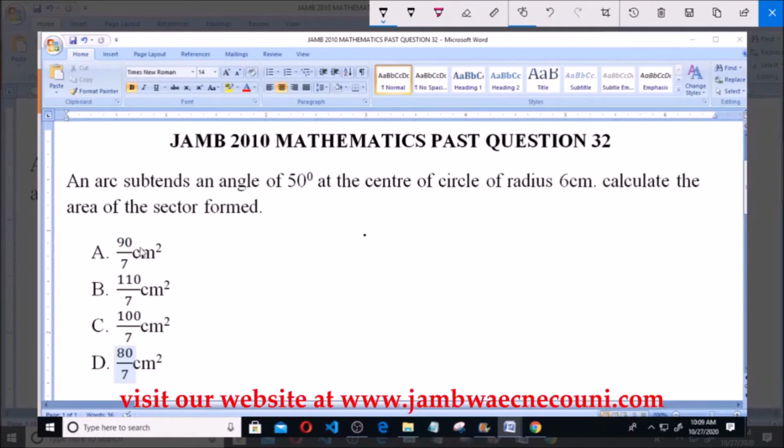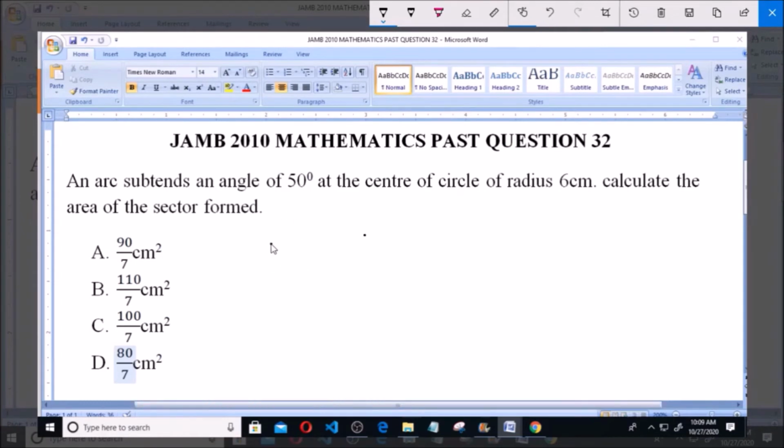Now the question says that an arc subtends an angle of 50 degrees at the center of a circle. Let's say this is the center of the circle. Now this angle is 50 degrees. Now this is the arc, and if you look at this, this is a sector. We're now asked to find the area of this sector.